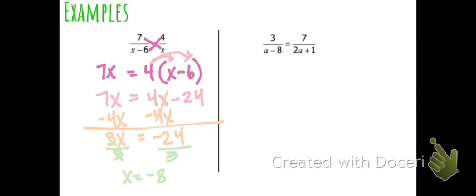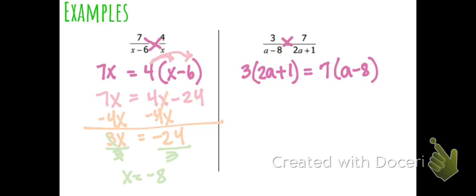The one on the right, again, this is just a proportion, so we're just going to cross multiply. And then we're going to solve this. Before we start moving things around, we first want to distribute that 3 and then the 7.